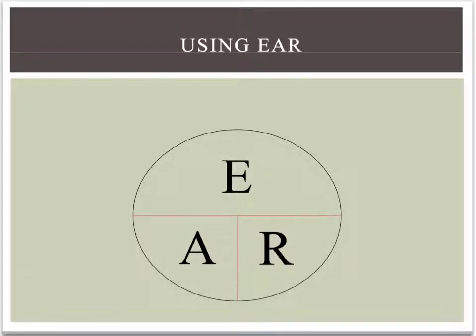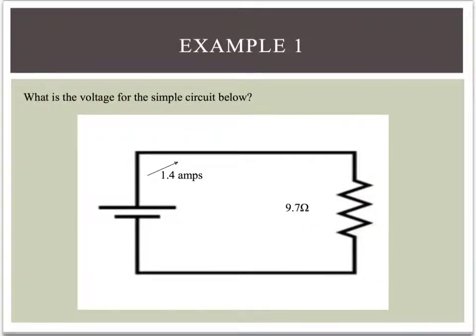As you recall, we are going to use E, A, and R. E is voltage, A is amps or current, and R stands for resistance. And remember, we're using the power of our thumb to determine what formula we're going to use. All right, pause the video here and try example 1. The explanation and solution is following.